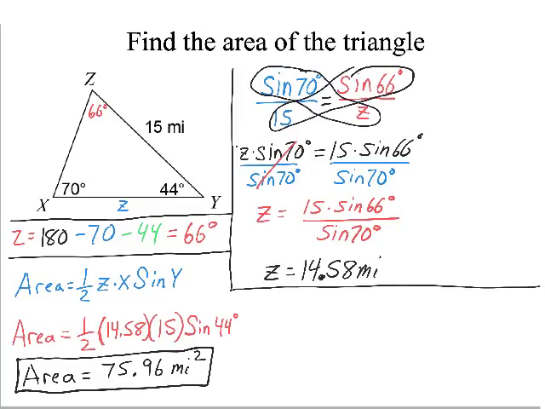I now have all I need for this formula, because I have this side, this angle, this side. I plug in Z, side Z, which is what I just found. I plug in X, which was 15. And I plug in my angle in the corner of 44. My calculator pops out 75.96 square miles.